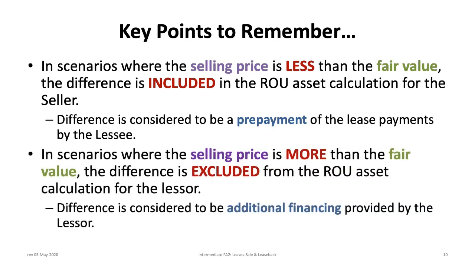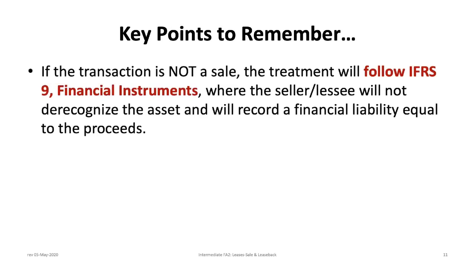In scenarios where the selling price is more than the fair value, the difference is excluded from the ROU asset calculation for the lessor, and the difference is considered to be additional financing provided by the lessor. If the transaction is not a sale, the treatment will follow IFRS 9, Financial Instruments, where the seller lessee will not derecognize the asset, and instead will record a financial liability equal to the proceeds.